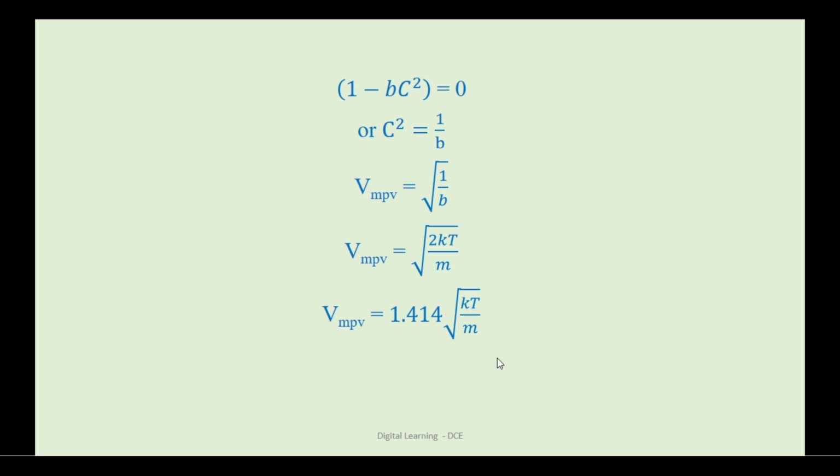This is the expression for most probable velocity of gas molecules.